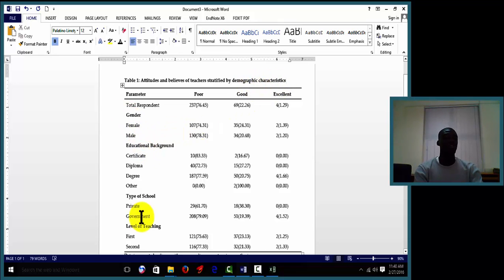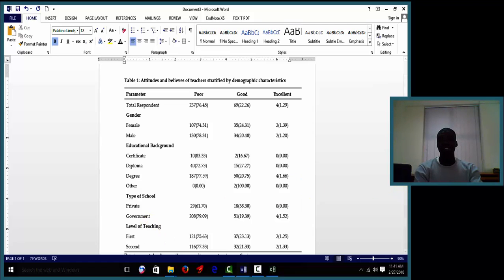When we say stratified, I mean that is what we are using in classifying the attitudes. So these are the attitudes or beliefs of teachers, which are either good, poor, or excellent. But we have stratified it by demographic characteristics. The demographic characteristics in this table include gender, education, type of school, or level of teaching.